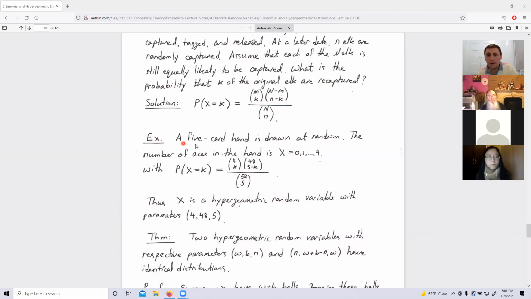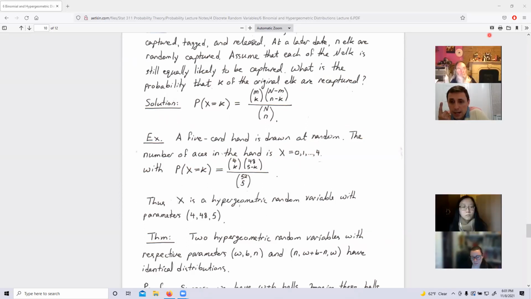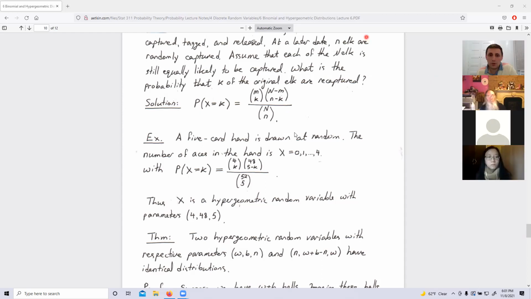Now, another one: a 5-card hand is drawn at random. The number of aces in the hand is either 0 or 1 up to 4. What's the probability that you have K? So you see we have cards. A card is labeled as either ace or not ace, and I pick 5 of them. There are 52 cards, and exactly 4 are labeled as ace. What's the probability of having K aces? It's 4 choose K, times 48 choose 5 minus K. You agree? Very simple. So that's an example of hypergeometric random variables.